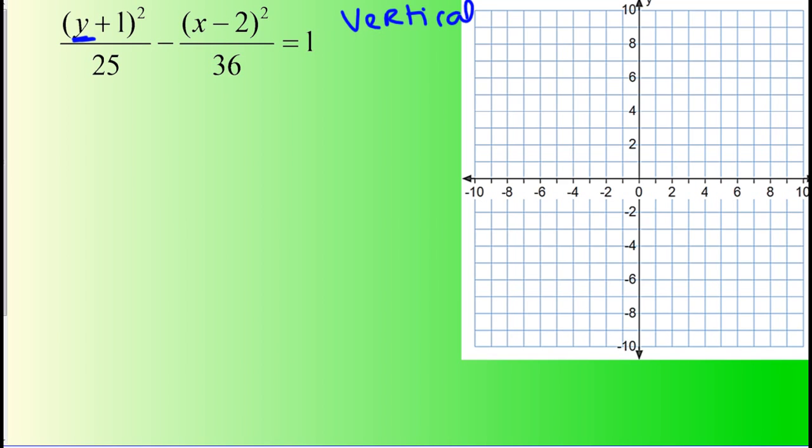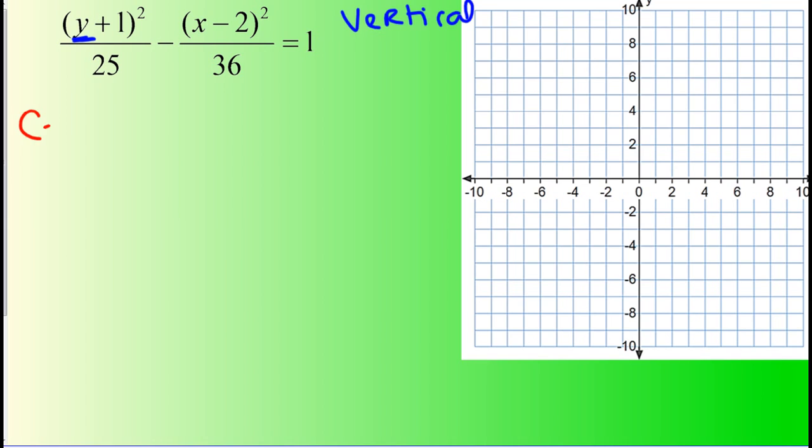Here's where, at the very beginning in the introductory video, I had said watch out when you have a vertical hyperbola. When you have a vertical hyperbola, you have to watch out for your center. Your center, remember, is h comma k. It's the number that's going with the x and the number that's going with the y.